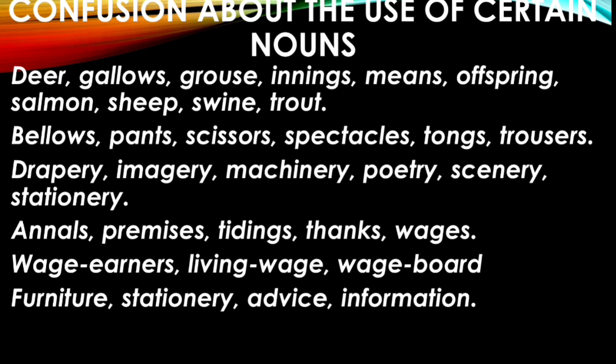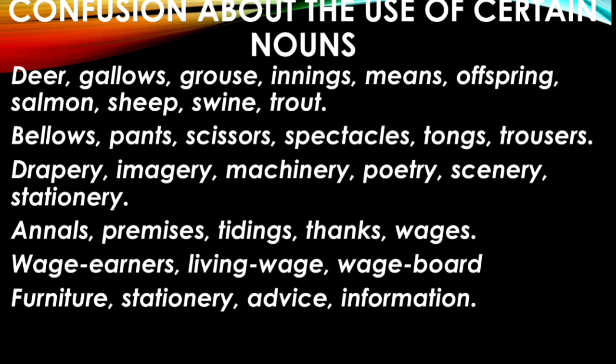Certain nouns have the same form in singular and plural. Just look at these words. It is the same in singular and plural. That means deer cannot be changed into deers, because plural and singular are the same. Deer, gallows, grouse, innings, means, offspring, salmon, sheep. These are all the same in singular and plural. Just go through the words.